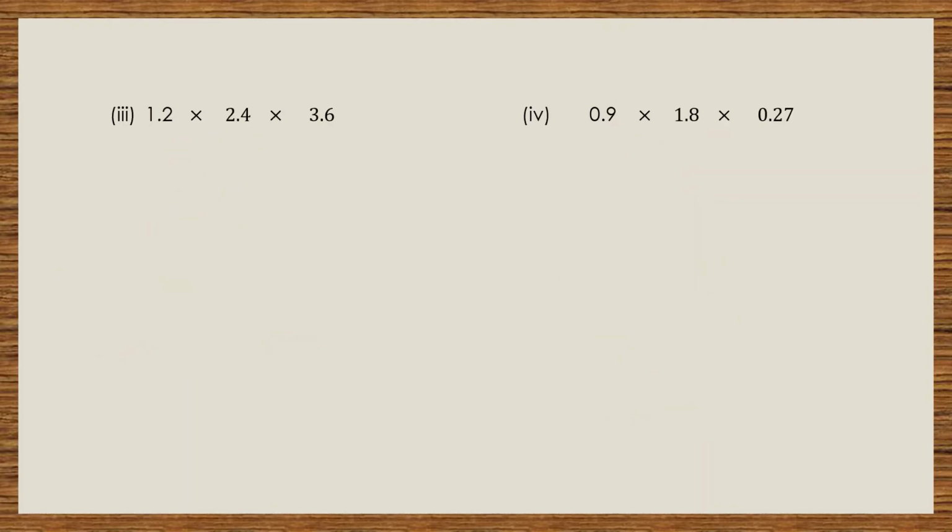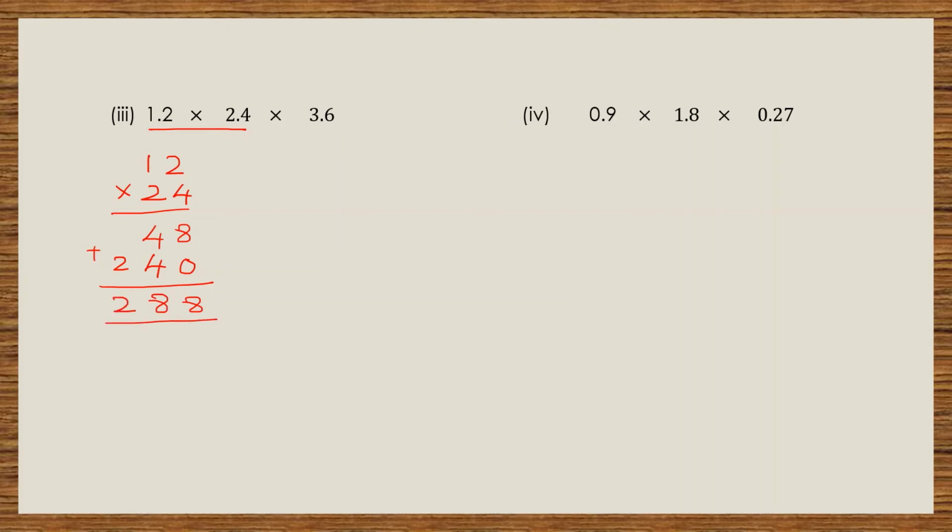The next question, we have three numbers here, 1.2 into 2.4 into 3.6. Multiply any two numbers. Let's take the first two. Ignore the point, it becomes 12 into 24. 4 2s are 8, 4 1s are 4. Second step, 2 2s are 4, 2 1s are 2. Let's add this up, 8, 8, 2.